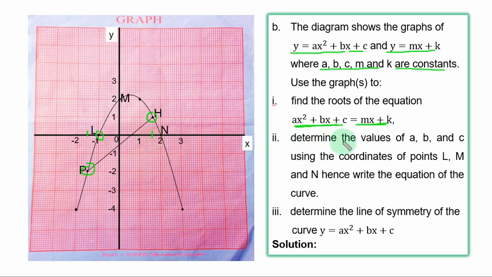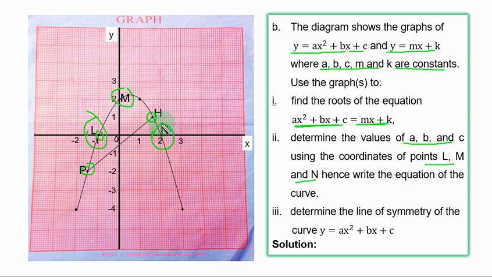Roman figure 2, determine the values of A, B and C using the coordinates of points L, M and N. Hence, write the equation of the curve. So you have this coordinate at this point when y is 0, s is -1. Another one is here when s is 0, y is 2. Another one is here when y is 0, s is 2.